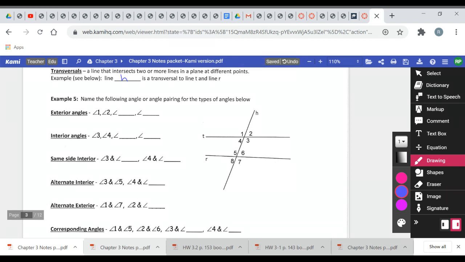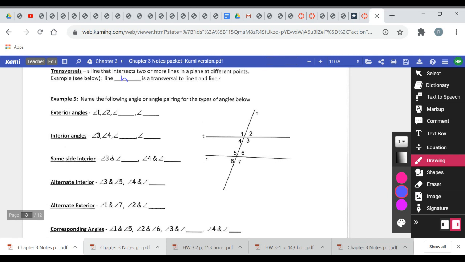Okay, now in example 5, it says name the following angle or angle pairing for the types of angles below. So these angles that we're about to go over are really, really important for chapter 3. Basically all of chapter 3 kind of hinges on these different angle names. So you want to make sure you learn those and learn those well.